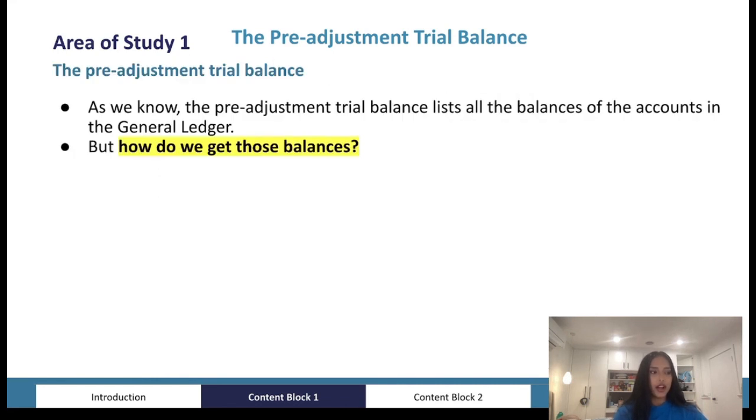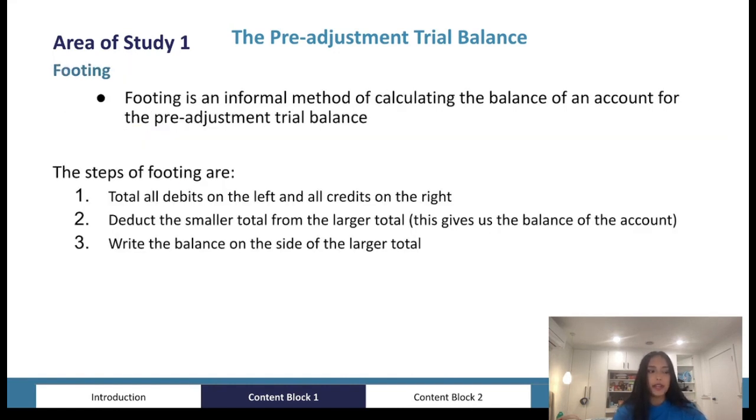And as we saw, the pre-adjustment trial balance lists all ledger accounts and their balances, but how do we get those balances? There are a few balancing methods. The first one is footing, which is basically a method of informally calculating the balances of accounts for the pre-adjustment trial balance. There are 3 steps to footing. Number 1, total all debits of the account on the left and all credits of the account on the right. 2, deduct the smaller total from the larger total, which will give the balance of the account, and then write this balance on the side that had the larger total.